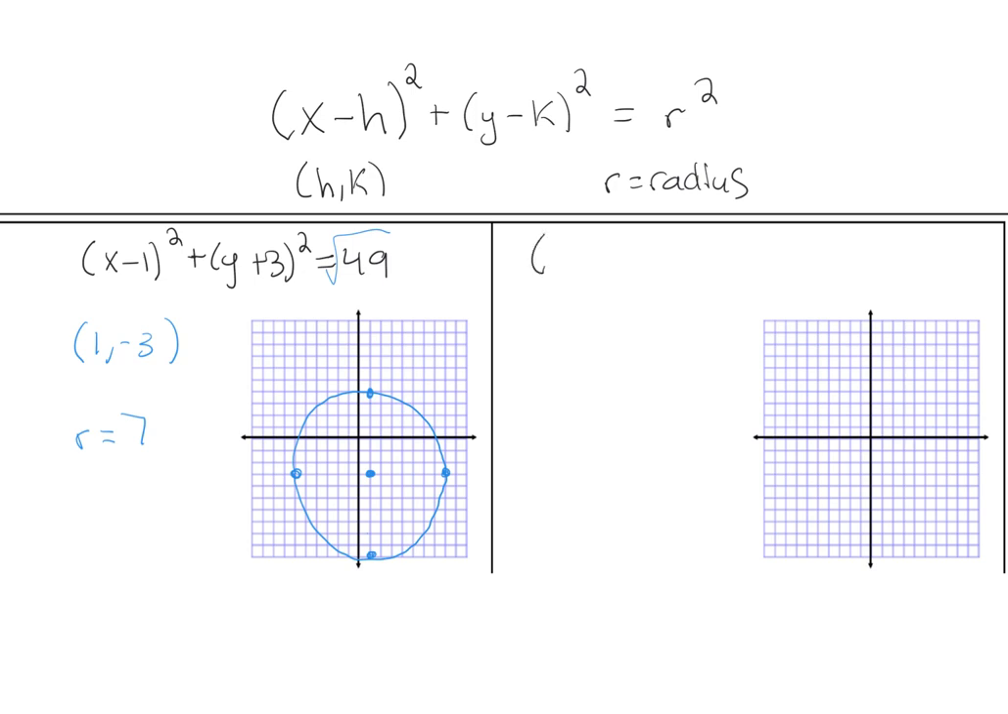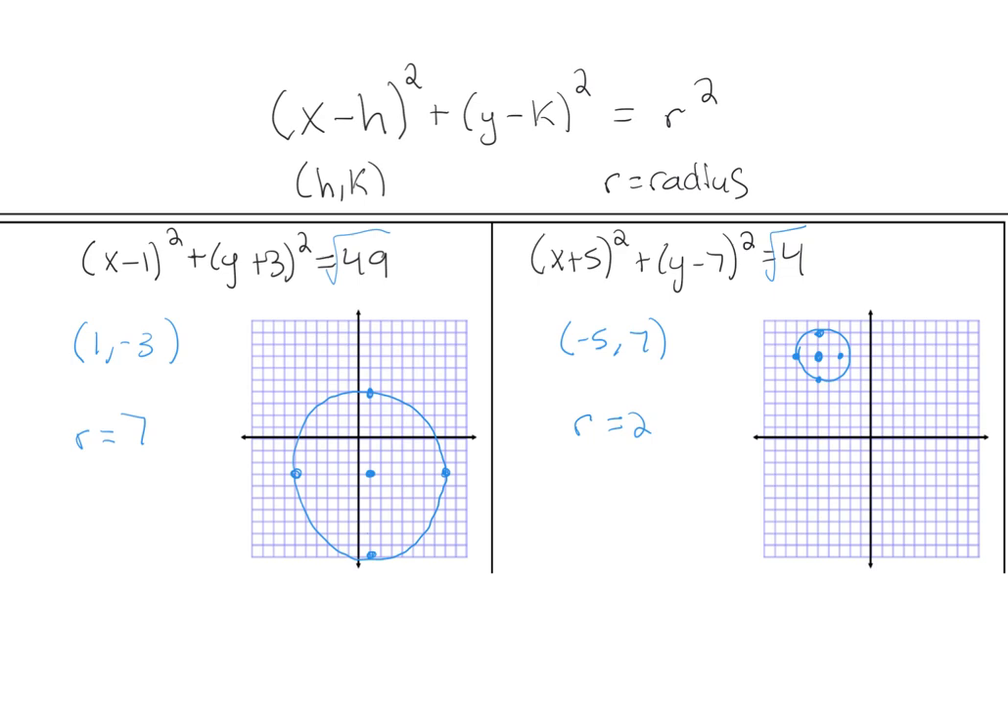Let's do one more. (x plus 5) squared plus (y minus 7) squared equals 4. So this one has center at (negative 5, 7). And then the radius is 2. So it's a little circle. We're just going to go 2 in every direction and sketch the circle. So graphing some circles, that should be review.